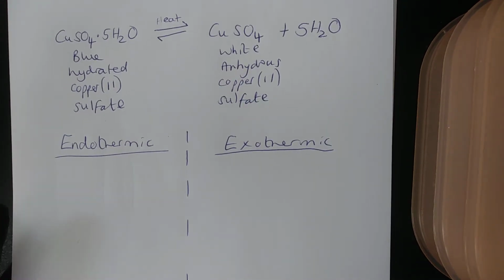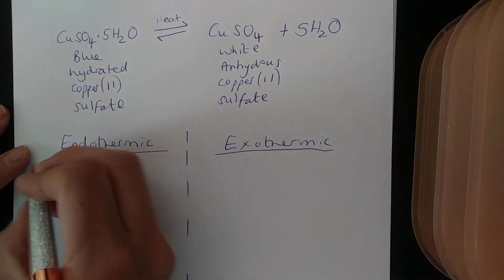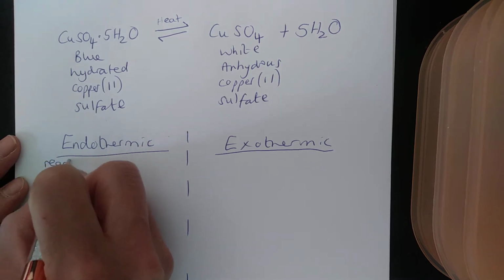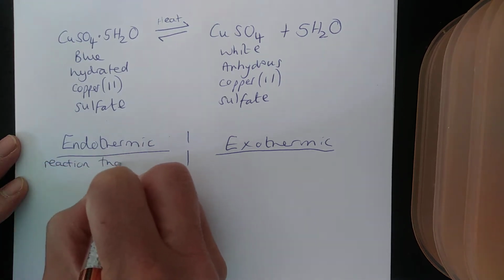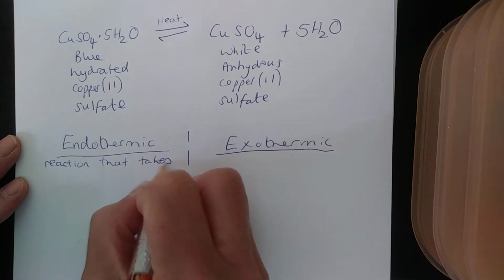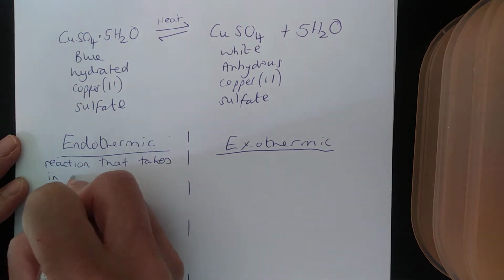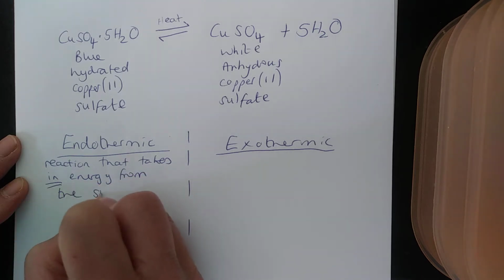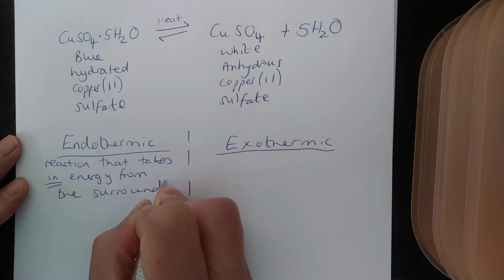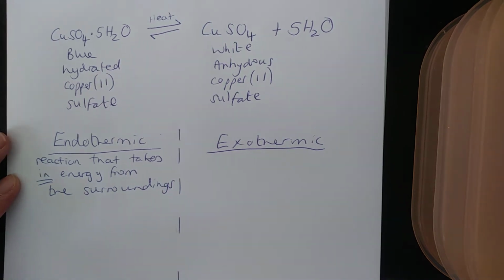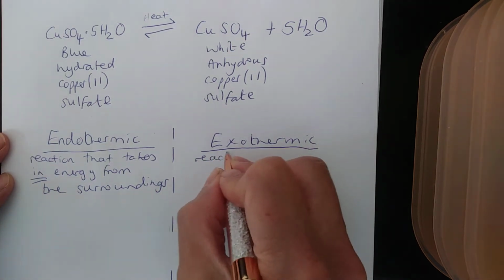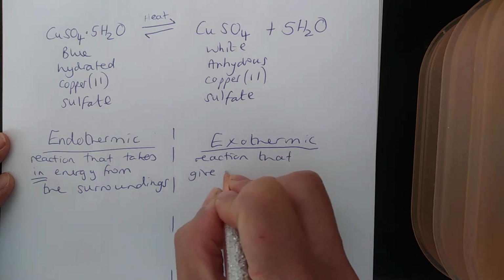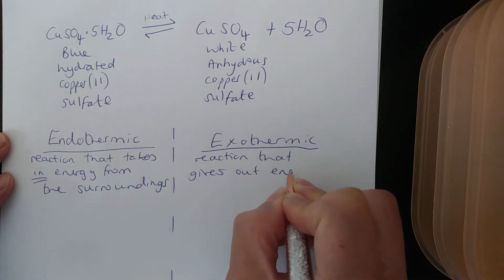So in terms of energy changes, from the last unit, you'll remember that an endothermic reaction is a reaction that takes in energy from the surroundings. And an exothermic reaction is a reaction that gives out energy to the surroundings.